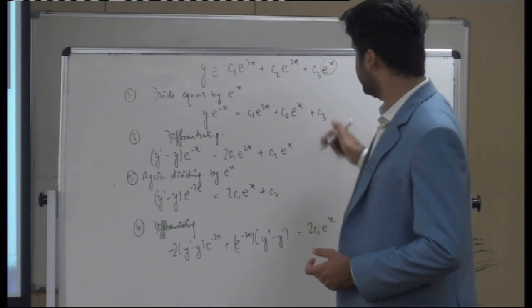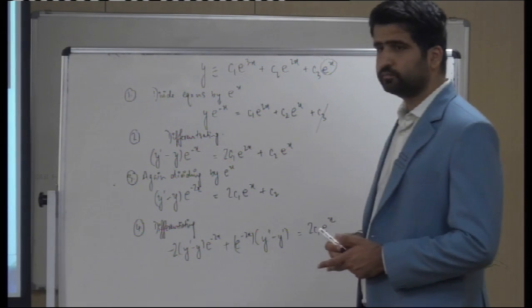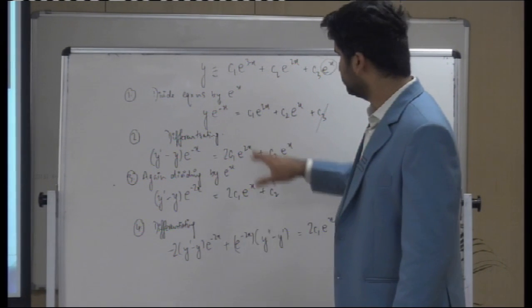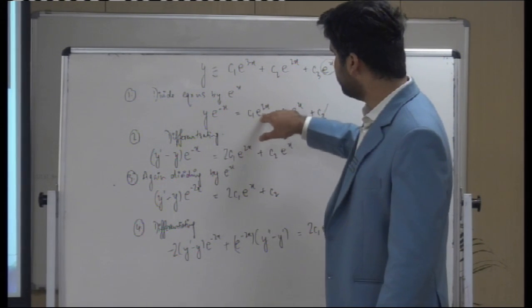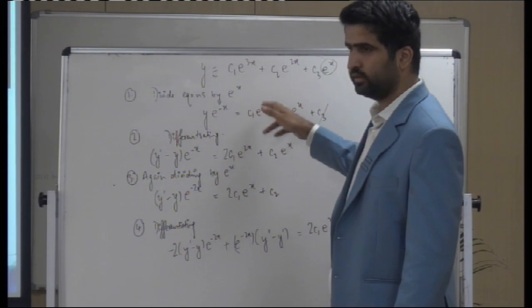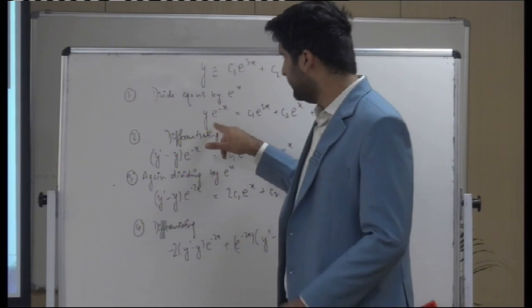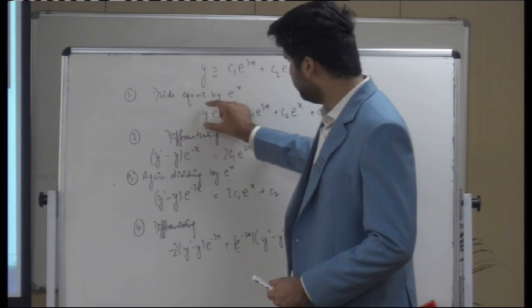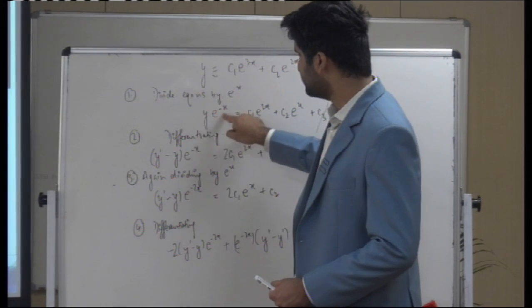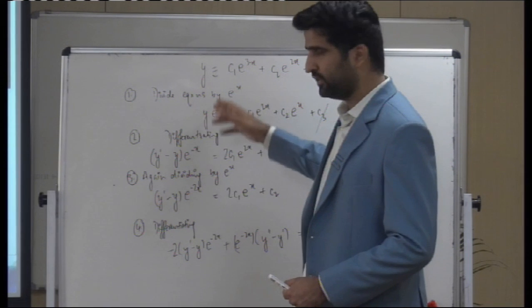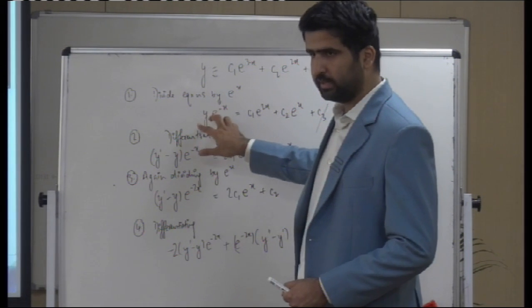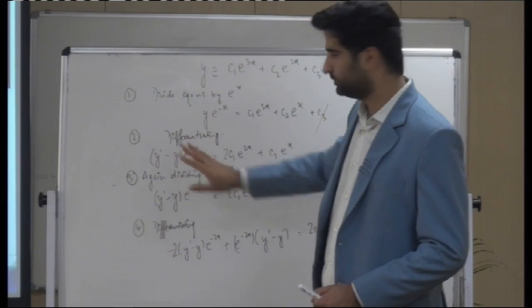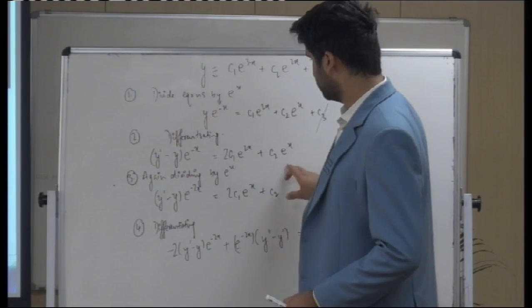If we differentiate, this part becomes 0. This part cancels out. This becomes C2 e to the power x, and this is C1 e to the power 2x into 2, right? Because of the chain rule. And here we have the product rule, right? Differentiating the first one, y dash into e to the power minus x. Differentiating the second one, keeping the first one constant, minus y e to the power minus x, right? And this one, we've done it.